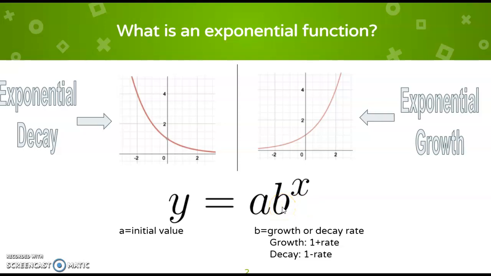Then b represents either our growth or decay rate. So a growth or decay rate, if it's growth, it's going to be 1 plus that rate as a decimal. So if it's 20%, our growth rate is actually 1.2. If it's a decay rate, we're going to take 1 minus that rate as a decimal to get our decay rate. So the only things changing here are a and b. We're going to know our initial value, and we're going to know what our growth or decay rate is.